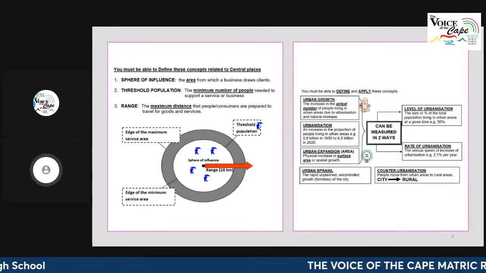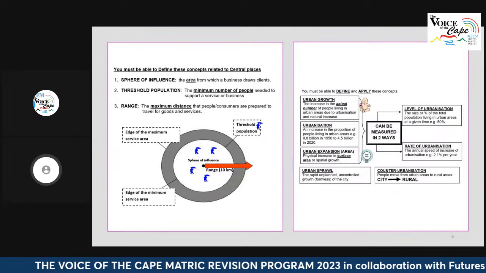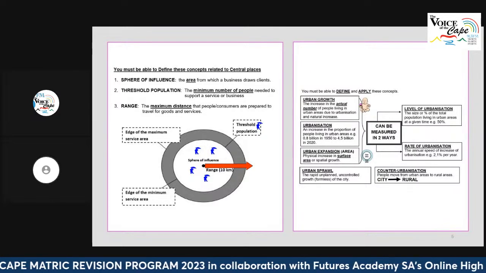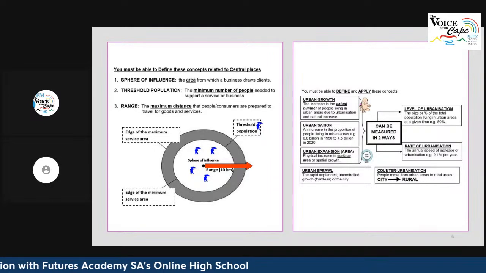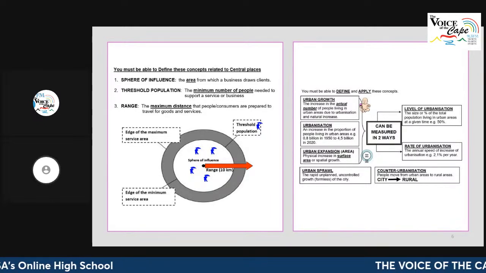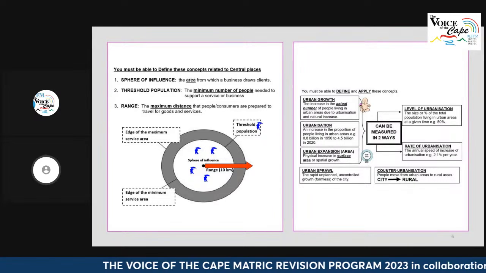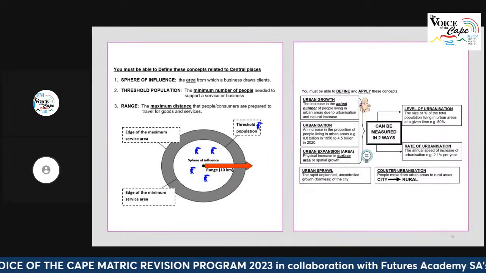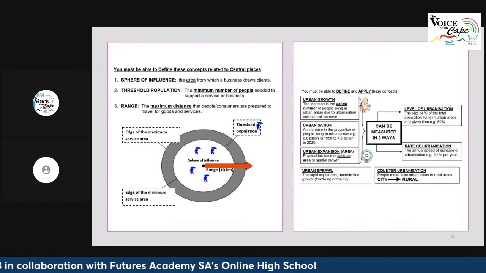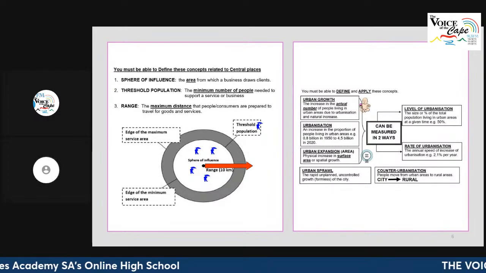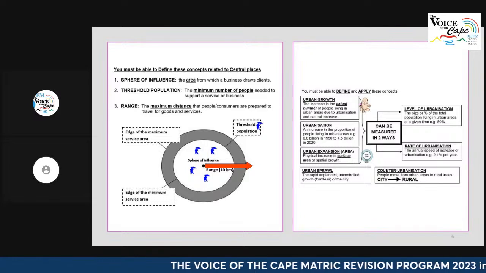Then we talk about things like urban growth, urbanization, urban expansion, urban sprawl, level of urbanization, rate of urbanization, and counter urbanization. So let's quickly talk about this. When we talk about urban growth, it's the actual number living within a city, how much does it grow? Urbanization means the increase in the proportion of people living within that area. So the growth rate, is it 5%? Is it 10%? Is it 50%? Then urban expansion is in terms of the area. This is per square kilometer.